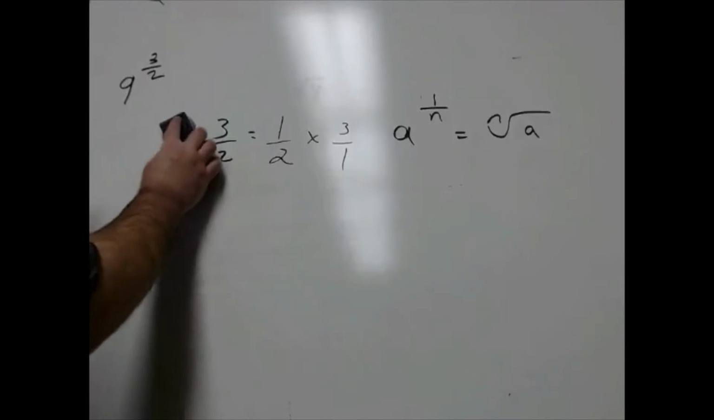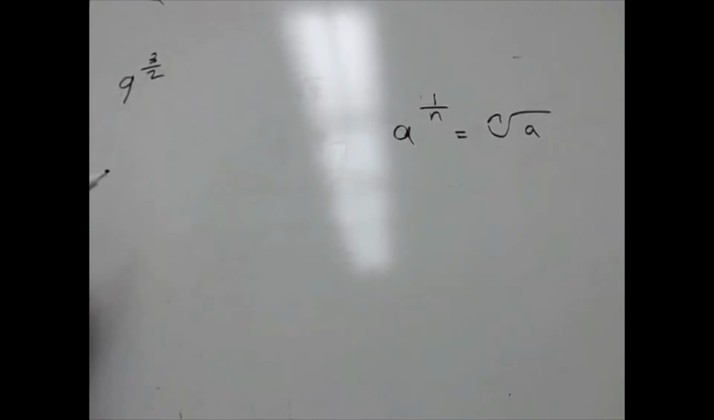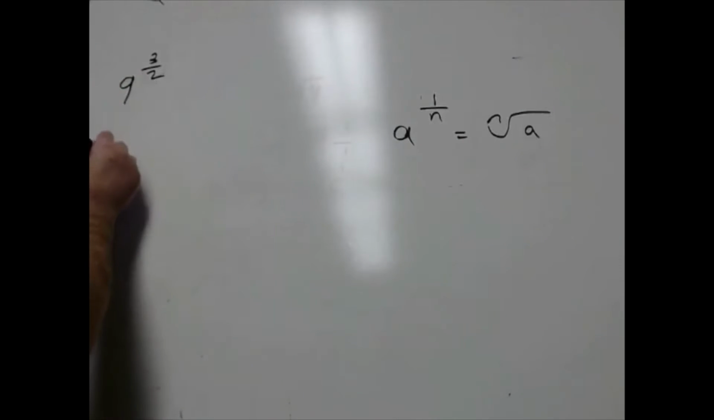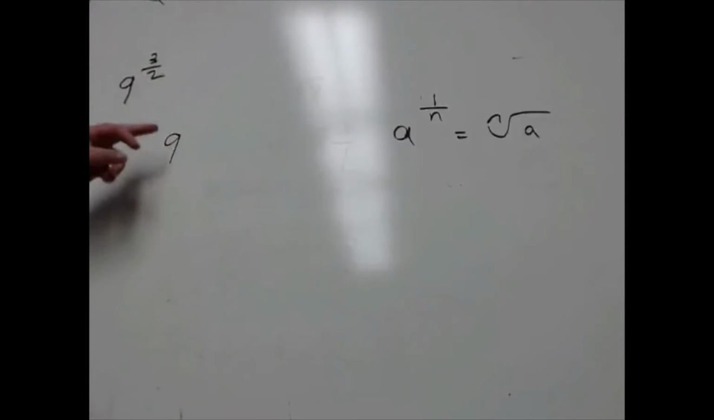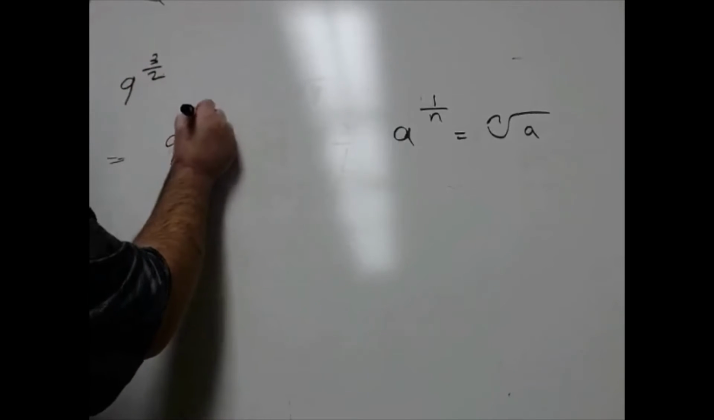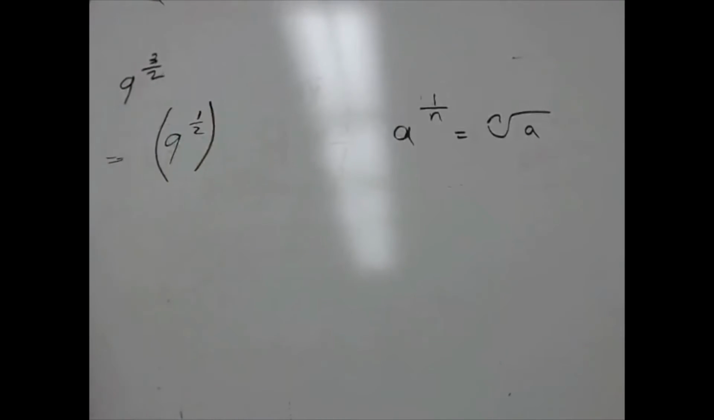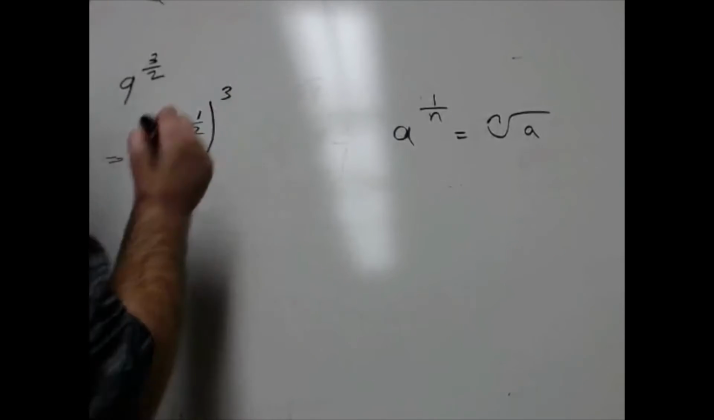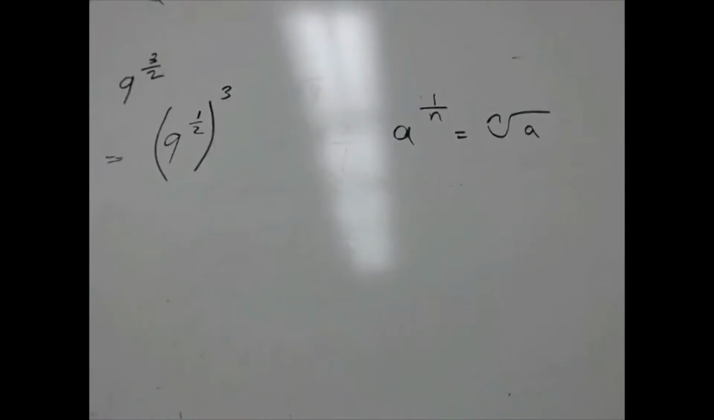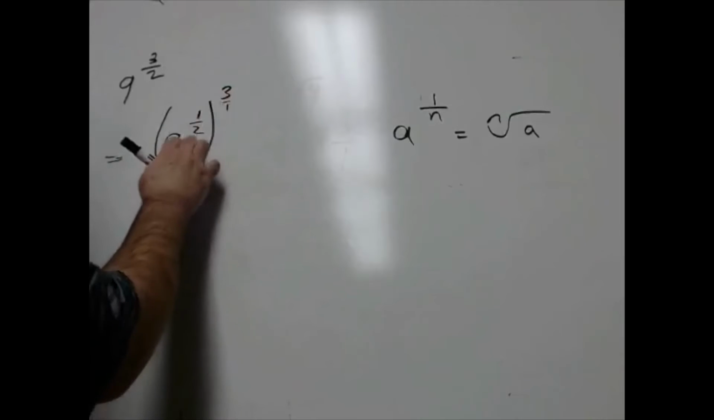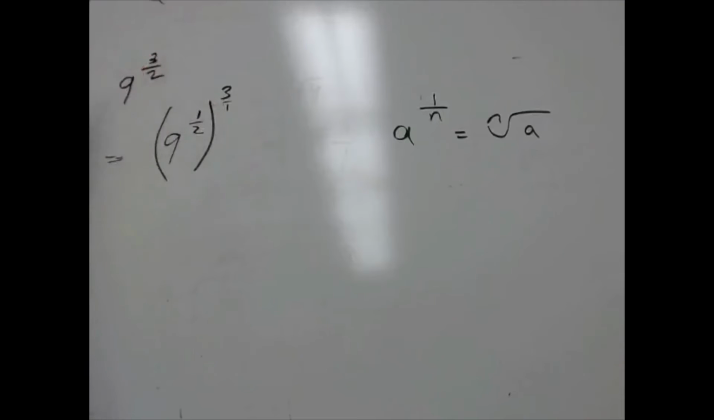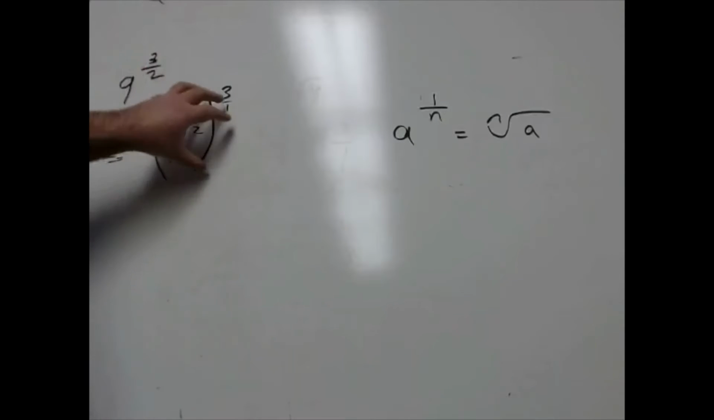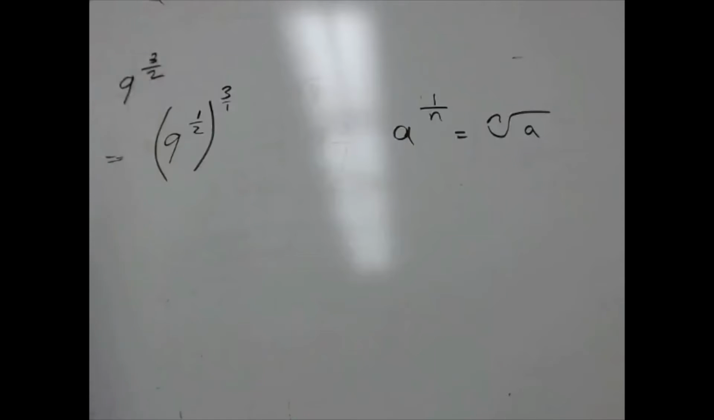How can I use that property? Well, I can say that instead of leaving this as 9 to the 3 over 2 here, I can split it apart and write it like this. I can say that 9 to the 3 over 2 is the same as 9 to the 1/2 raised to the exponent 3. And the reason that I can do that is because when I multiply these 2 exponents together using the exponent laws, 1 times 3 gives me 3, 2 times 1 gives me 2. So based on that, I know that this is equivalent to this right here. Okay?